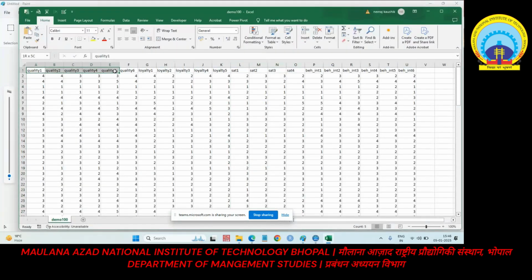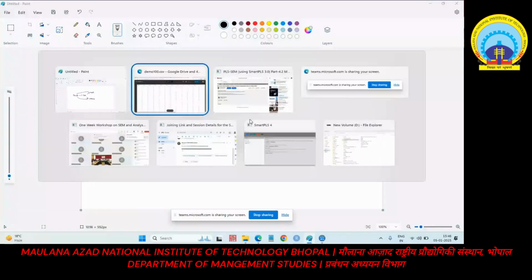Quality has 6 items, loyalty has 5 items, satisfaction has 4, behavioral intention has 6. All are reflective in nature. All four constructs are reflective. So how will I start working on it?